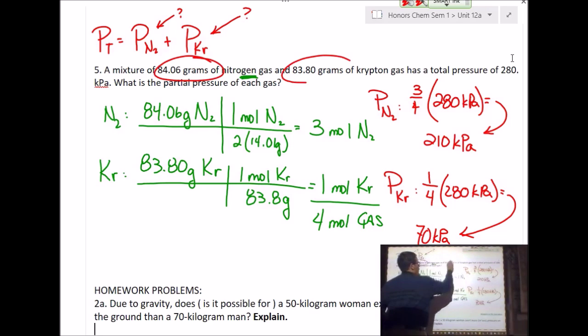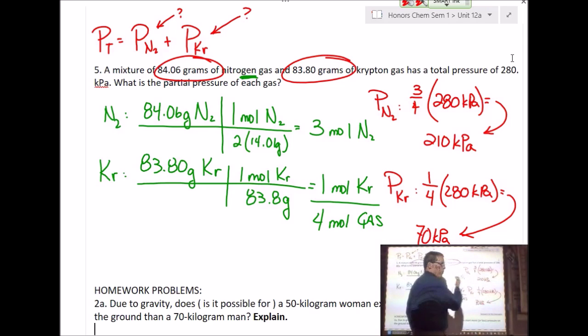Now, here's the kicker. If you were focusing solely on the grams itself, and you're like, oh yeah, we got the same mass, then it's going to have the same type of pressure, that's a dangerous path to go down. So always change your grams into moles, especially when we're working with gases, so you can find out how many total moles of gas you have, so that we can get either a fraction or a percentage.